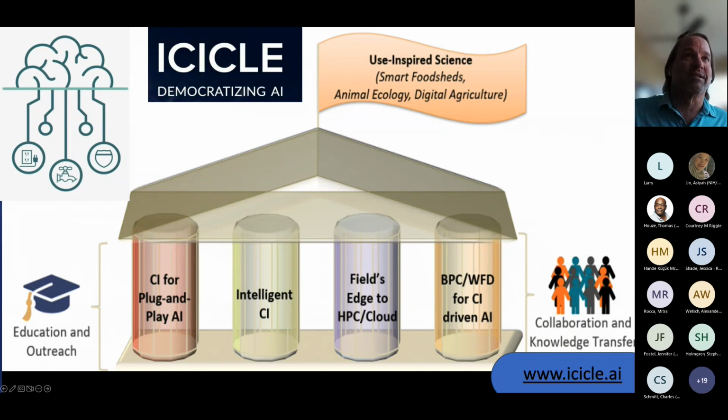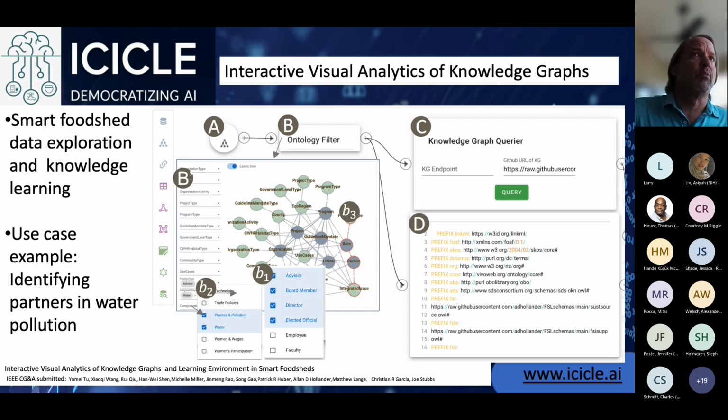You'll see Smart Food Sheds here at the top is one of our use-inspired science cases. I'm one of the leaders of that group and leaders of the ontology and knowledge graph group, excuse me, that's inside of the AI initiative. One of the outcomes from Icicle is this interactive analytics, visual analytics of knowledge graphs, and we will be plugging in a voice query component in our next release. This release is coming out in April.